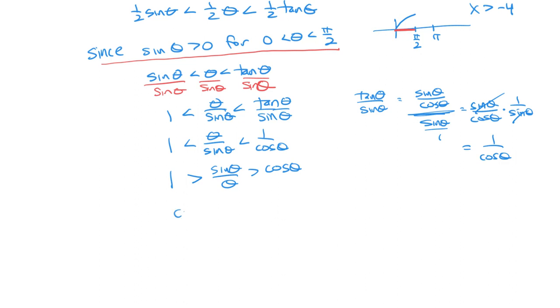I'm going to write cosine theta is less than sine of theta over theta, which is in turn less than 1. And we're okay. When I compare sine of theta to cosine, it still opens at sine of theta. And same with this: 1 is greater than that. Okay, so we're over here.